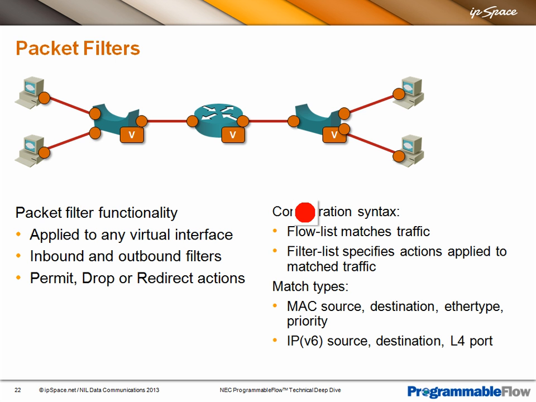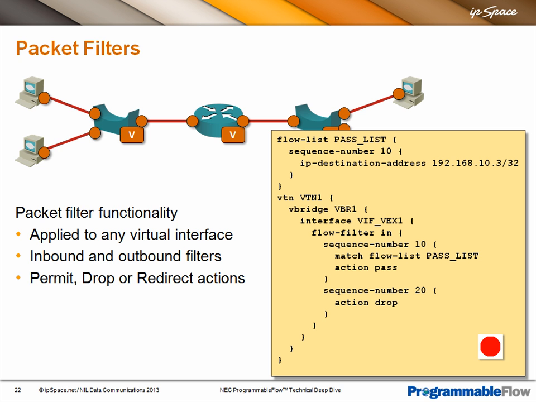The configuration syntax is very similar to what Junos has or what Cisco IOS has with modular quality of service CLI. First, you have a flow list that specifies the traffic matches, and then you have the filter list, which specifies which actions are applied to a particular type of matched traffic. And you can match on the expected things: MAC source destination address, ether type, priority, and IPv4 and v6 source destination and port numbers. So you cannot build a real virtual firewall with this, but you can build access lists or packet filters.